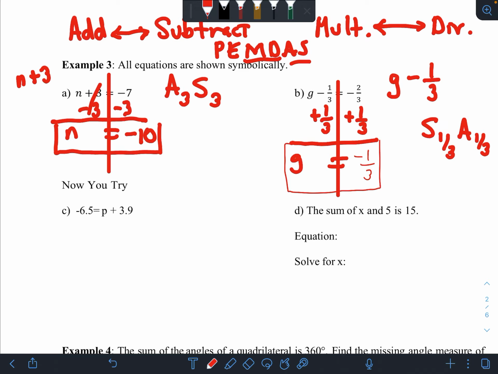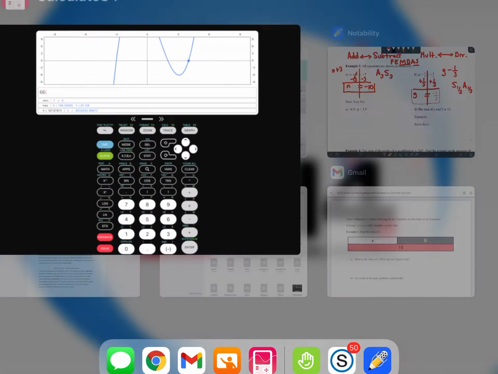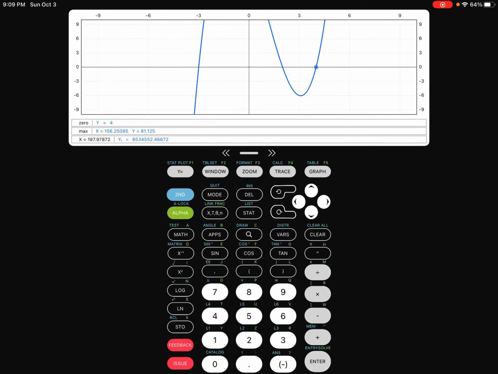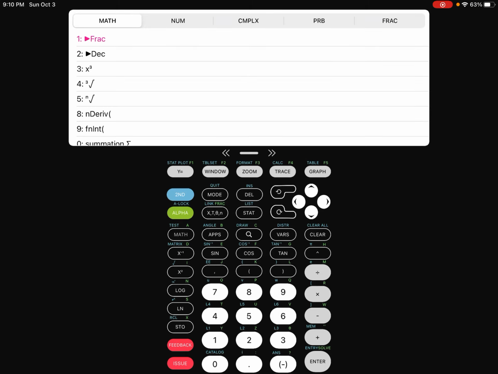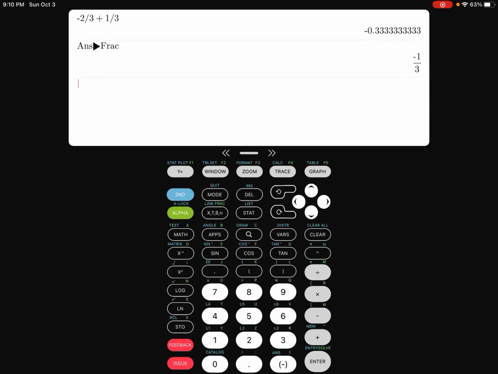How do we do fractions on our calculator? Negative 2/3 plus 1/3. Let me show you here. Okay. Clear. Negative 2 divided by 3 plus 1 divided by 3 gives us a decimal. To convert this to a fraction, you're going to say math, which is underneath the green button on the left. So you're going to say math, enter, enter on your calculators, and it should say negative 1/3.